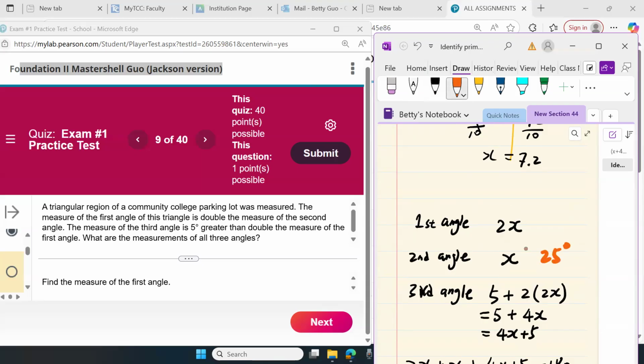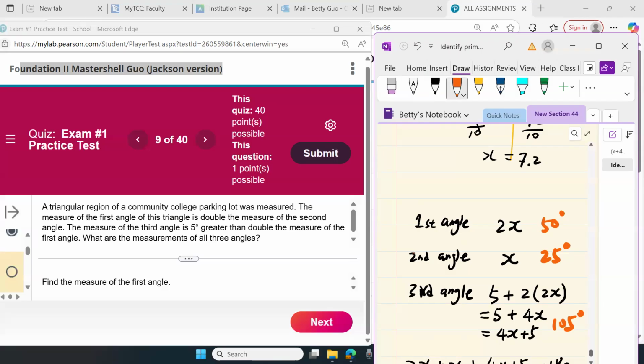Then the first angle, double it, should be 50 degrees, right? And the third angle, you can use 180 minus 50 and then minus 25. Or you can just plug in 4x plus 5. X is 25, so 4 times 25 is 100, plus 5 is 105. We can double check. Those three angles do add up to 180 degrees.